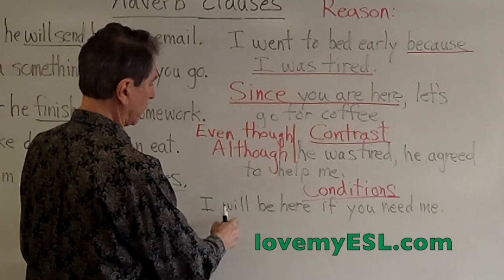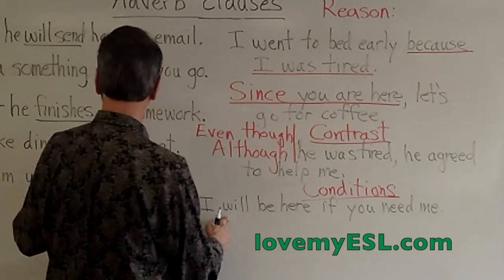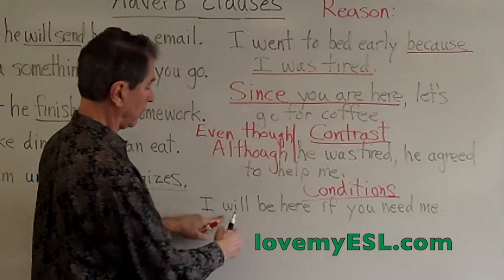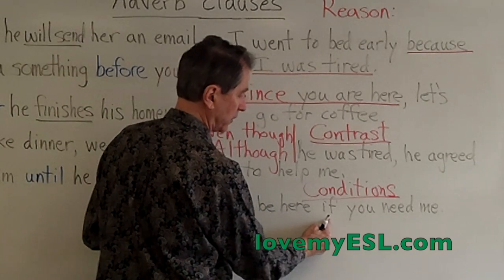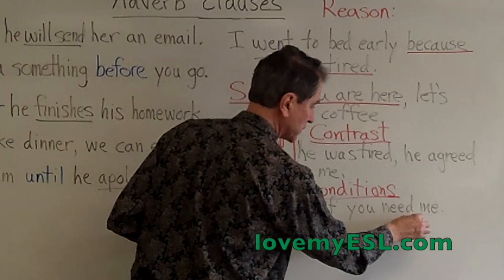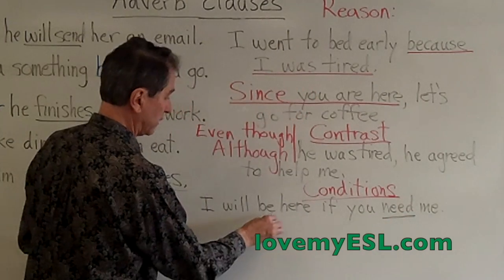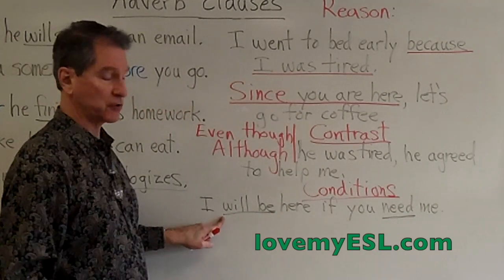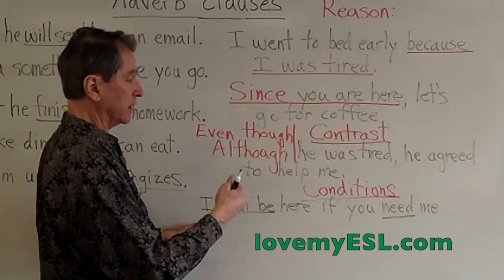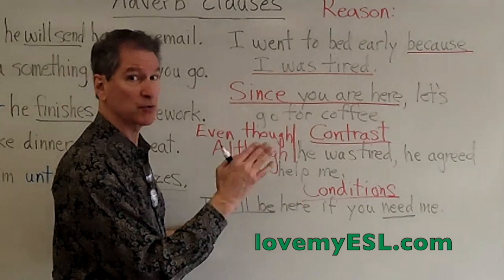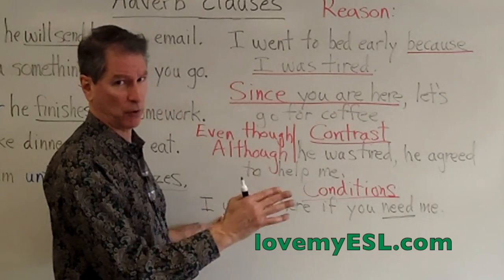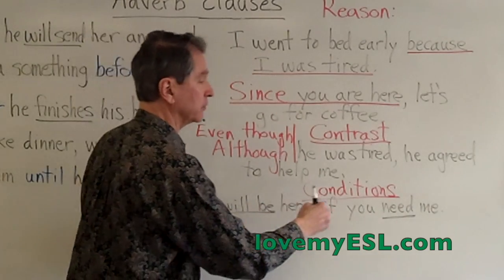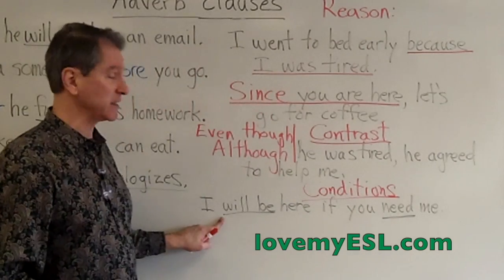Now notice here also, I will be is future, so just like the time clauses, you cannot use future in your if clause, just like a time clause. You have to use simple present tense, even though this is future here. I will be here if you will need me is wrong. I will be here if you are going to need me, that's wrong. I will be here if you need me. This must be simple present tense.